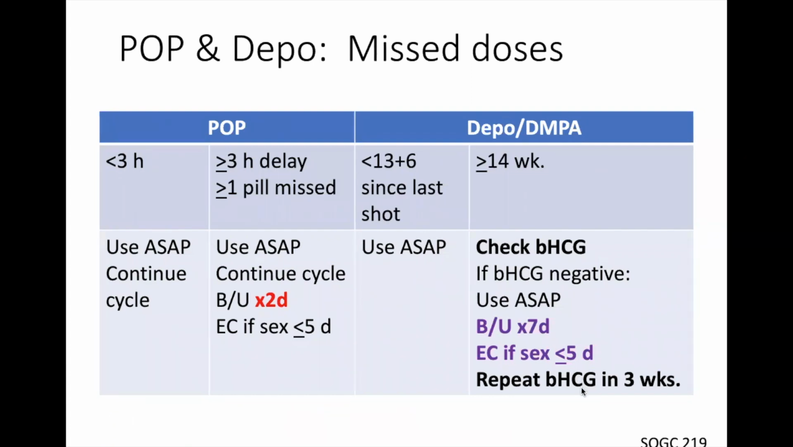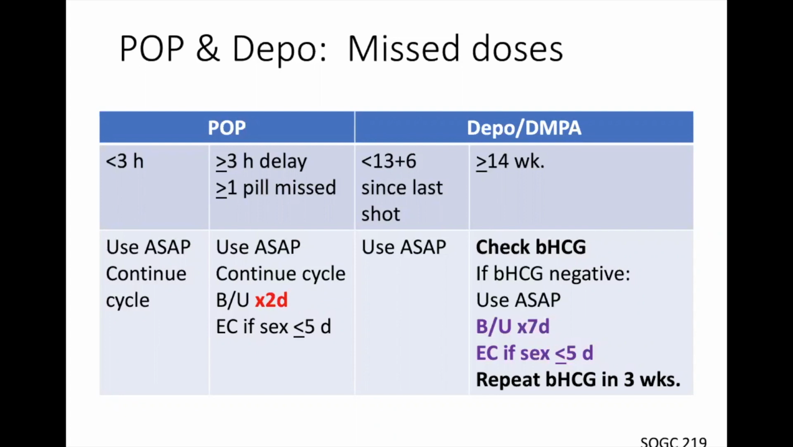Regarding progesterone only and the Depo shot, okay? So if you're using progesterone only pills and you forgot to take it less than 3 hours, you're gonna take it as soon as possible and then you're gonna continue the cycle. If you forgot to take it and it's more than 3 hours delay or you missed the pill, okay, then you have to use it ASAP, continue the cycle, backup for 2 days, and emergency contraception if sex happened in less than 5 days. This is for the progesterone only pills.